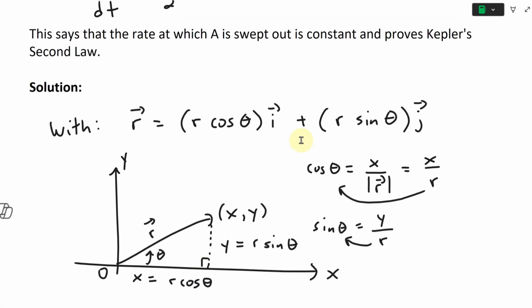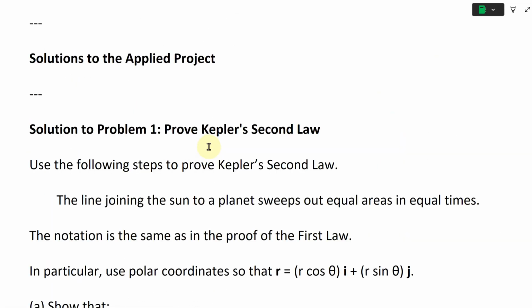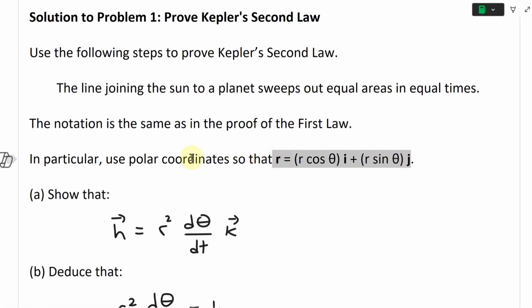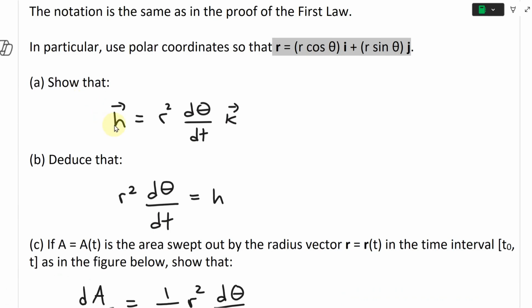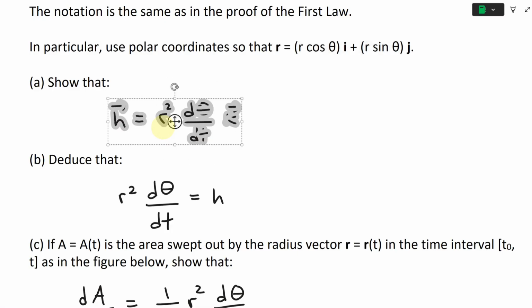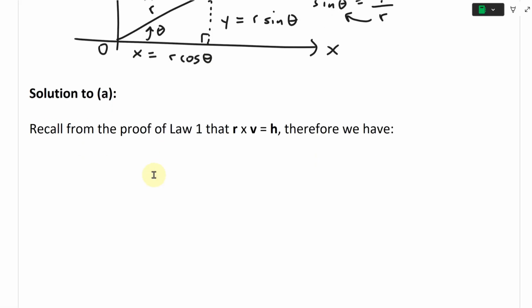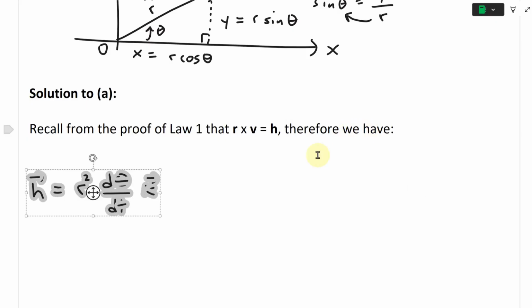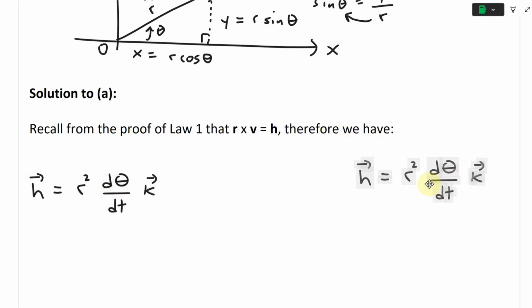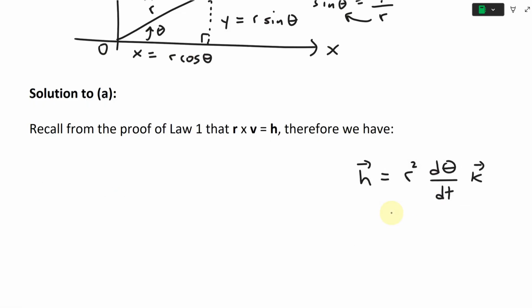So this part initially was just a notation part, when we're told to use these basic polar coordinates notation. Now for part A, we're asked to show that the h vector equals r squared d theta over dt times k, the standard basis vector there. So this is what we want. Let's go back here.